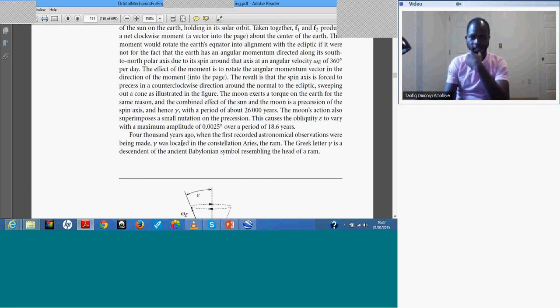4,000 years ago, when the first recorded astronomical observations were made, it was located in the constellation Aries, the ram. Gamma is a descendant of the ancient Babylonian symbol representing the head of the ram. So that explains why they chose the Greek letter Gamma to represent the equinox.